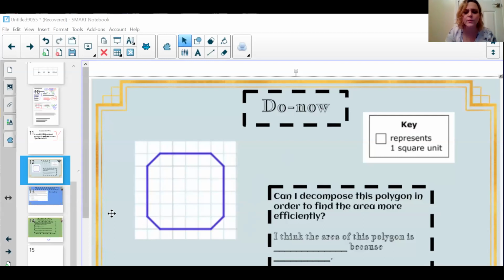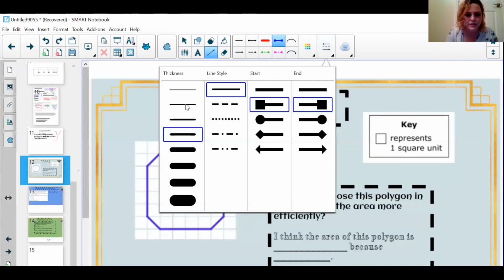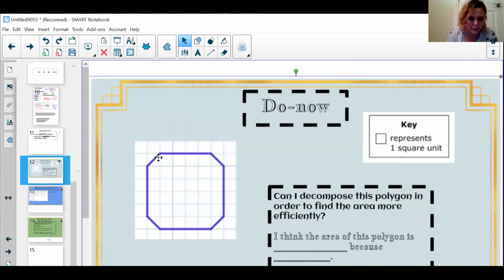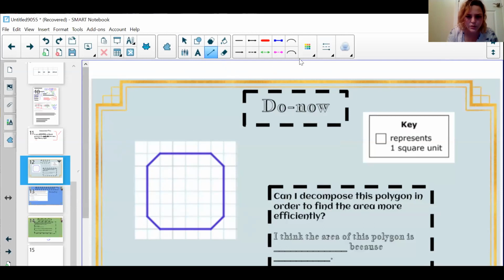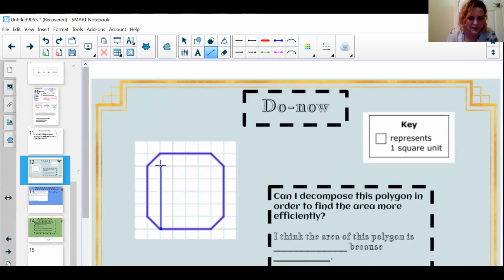Okay, so let's decompose this irregular octagon. There's a lot of square units in there, but I definitely think I see a square in there. So I'm gonna grab a different color. I'm gonna do blue. Let me see how thick that line is. That's a really thick line, so I'm gonna make it a little bit thinner. It's easier to use. I'm gonna use blue. So let's see, I'm going to draw this out. I'm gonna separate the square that I see. Actually, it's not a square. I see a rectangle. Do you guys see that? See how I'm separating that?